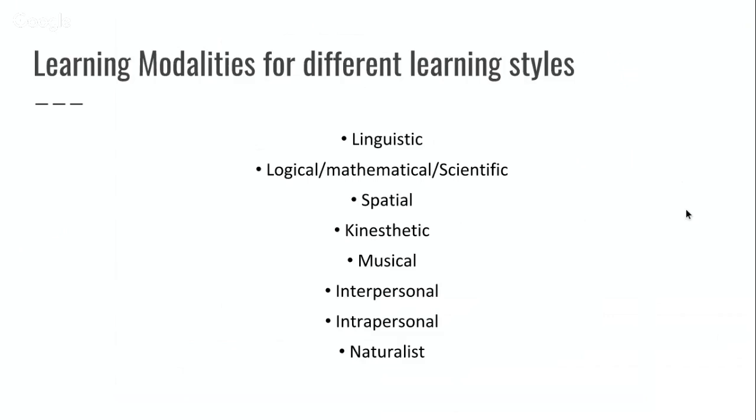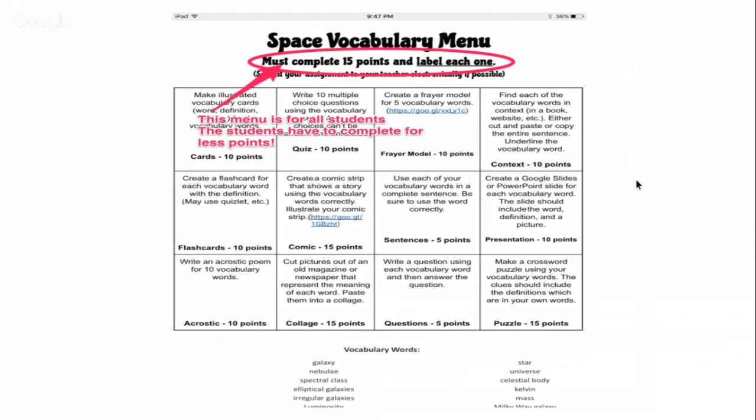It's the learning modalities for different learning styles. They're linguistic, logical, mathematic, and scientific, spatial, kinesthetic, musical, interpersonal, intrapersonal, and naturalist. It hits every kind of learning style. So when you're talking about differentiation, this is probably one of the best ways that we differentiate. We just add the technology component to it that makes it a digital thing for our kiddos, because I'm going to show you in a second another menu that we've done with our on-level kids. And even with that menu, they still have to utilize technology.